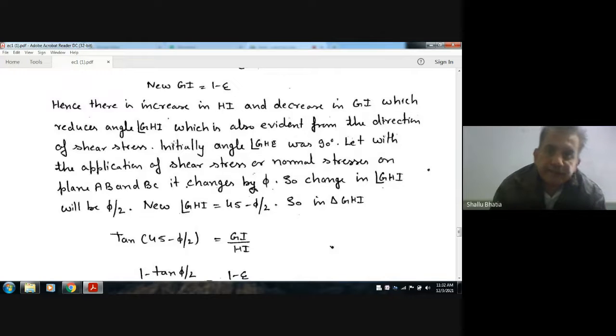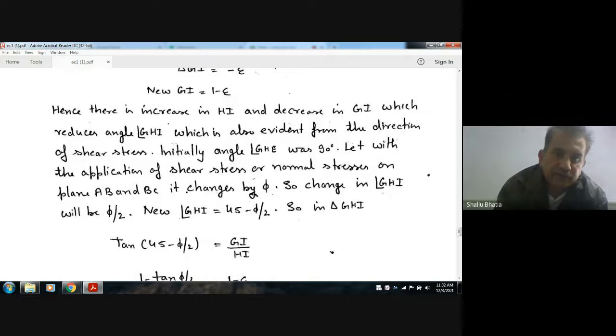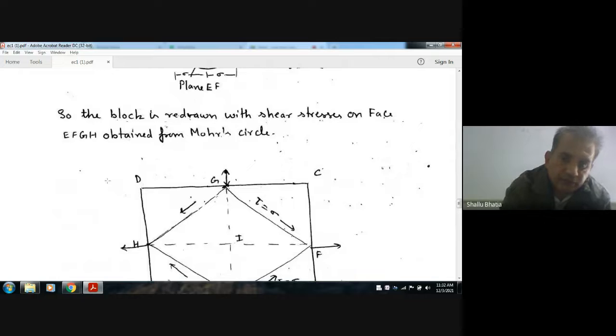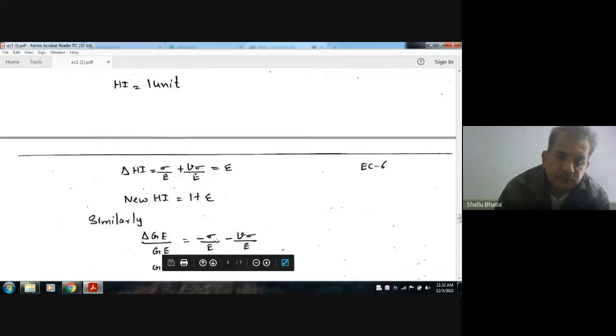Hence there is an increase in HI and a decrease in GI, which reduces the angle GHI. What is the angle GHI? Angle GHI. Okay, which reduces angle GHI.